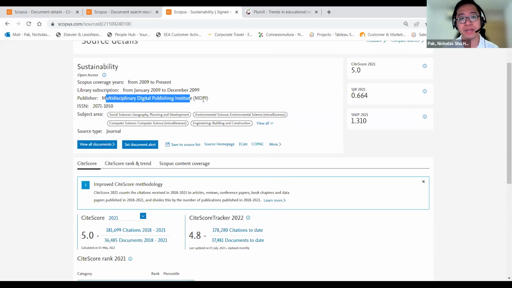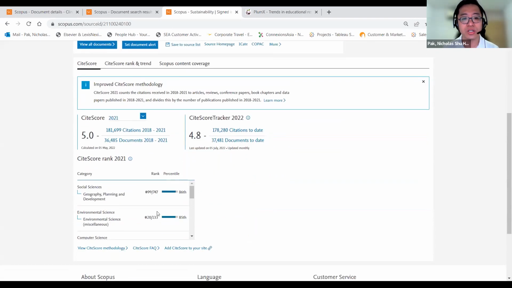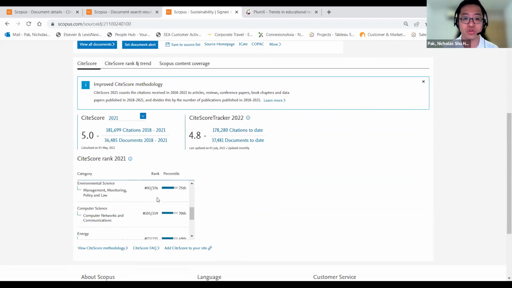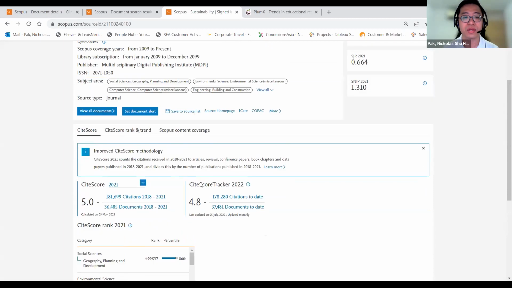It's published under MDPI. And this journal itself, under social sciences, trends quite strongly; it's ranked 99th percentile, 99th out of 247. We can see that it has a CiteScore of 5 in 2021 because it has about 181,000 citations from 36,000 documents. The CiteScore 2022 tracker showcases about 178,000 citations to 37,000 documents to date.